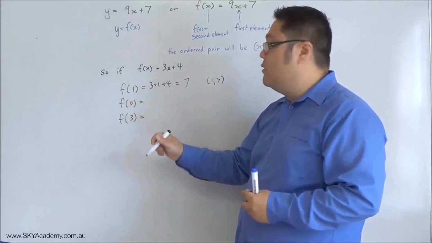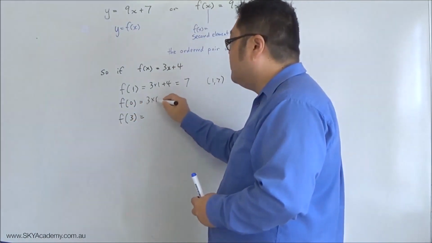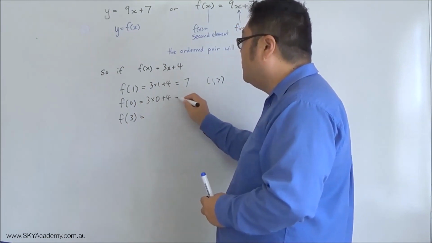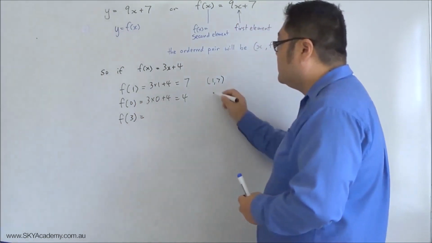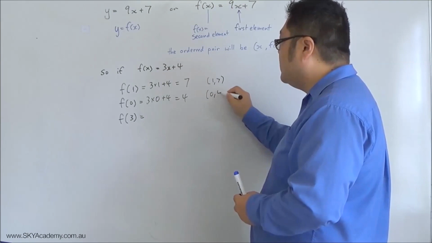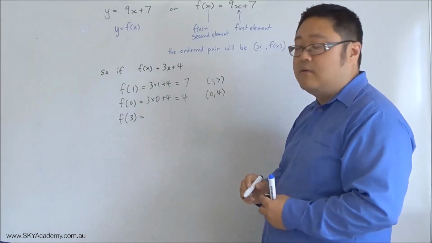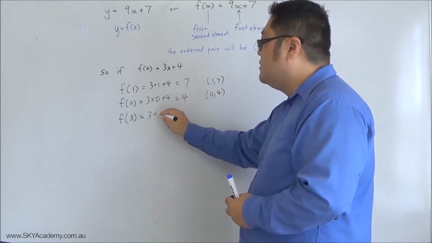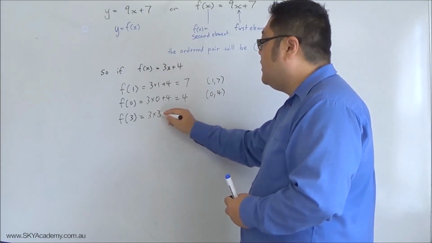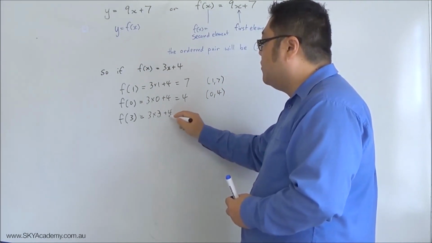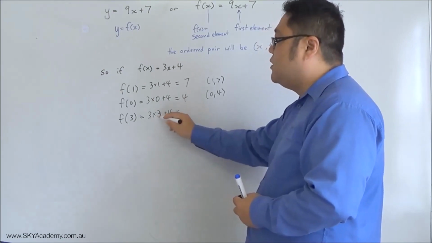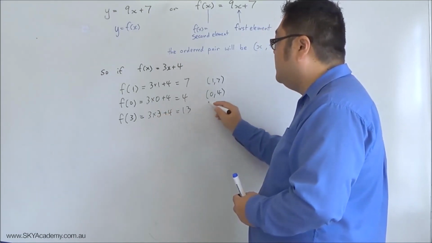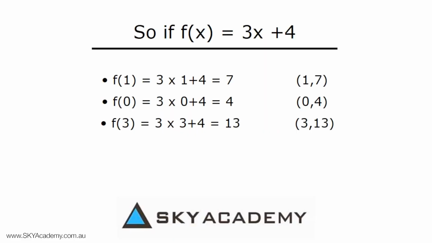f of 0 would be 3 times 0 plus 4, which is 4. So your ordered pair that goes with it would be 0, 4. And f of 3 would be 3 times 3 plus 4, which equals 9 plus 4, which is 13. So 3, 13 would be your ordered pair.